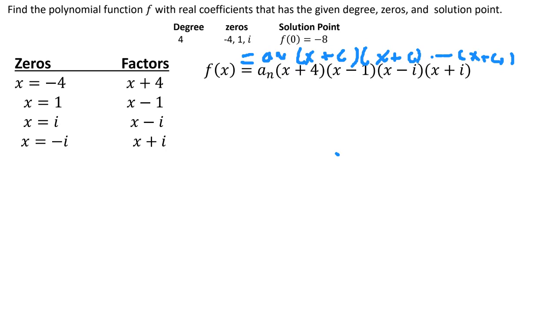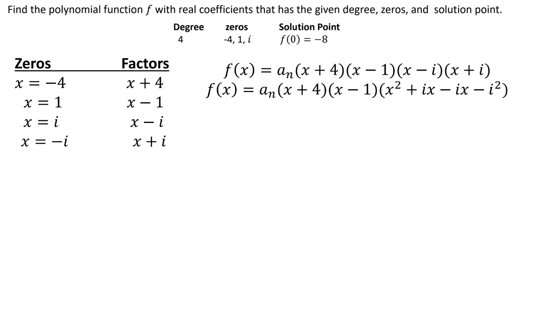There's a positive i and a negative i. So I can write this as x equals i, x equals negative i. So my factors are x minus i and x plus i. Now if you see, when I multiply these, x times x times x times x, those are four x's. That's going to give me my degree. So let's go ahead and do that.